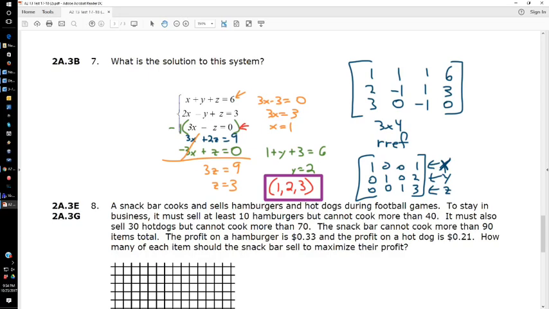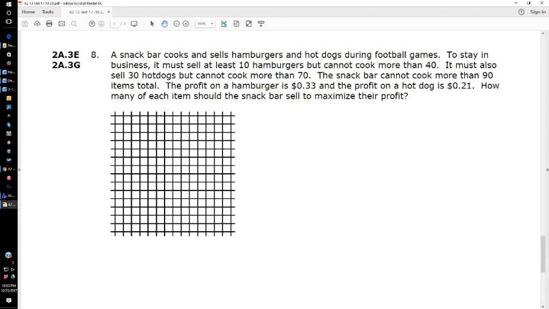Alright, let's keep rolling. I don't have room for the next one, so let's pause. Alright, last but not least, thank you very much, ladies and gentlemen, for sticking with us so far. The snack bar cooks and sells hamburgers and hot dogs during football games. To stay in business, it must sell at least 10 burgers, but cannot cook more than 40. It must also sell 30 hot dogs, but cannot cook more than 70.